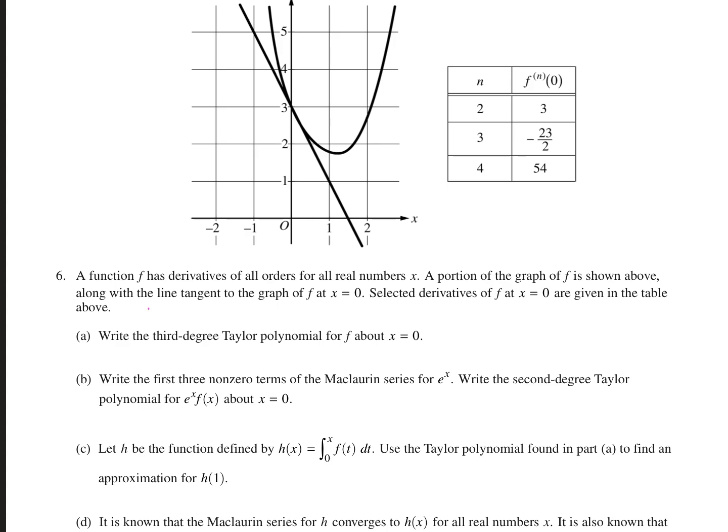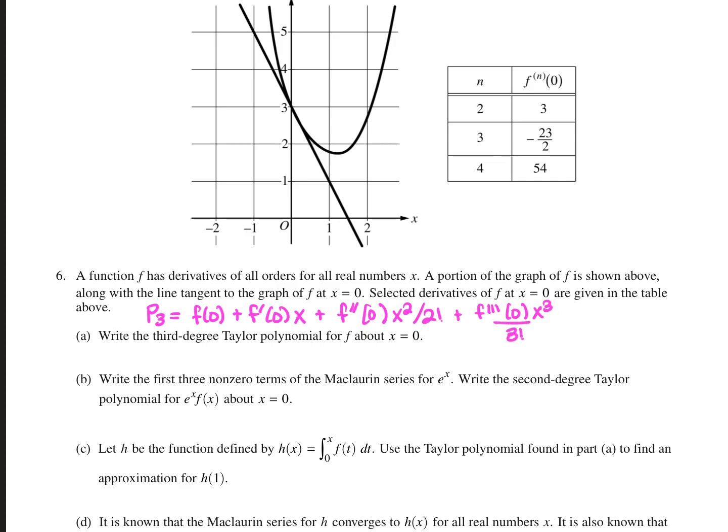So let's remember what a third degree Taylor polynomial looks like. This one is centered at 0, so that would be f of 0 plus f prime at 0, then you have the second derivative at 0, x squared divided by 2 factorial. And it wanted third degree, so we're going to go one further: x cubed over 3 factorial.